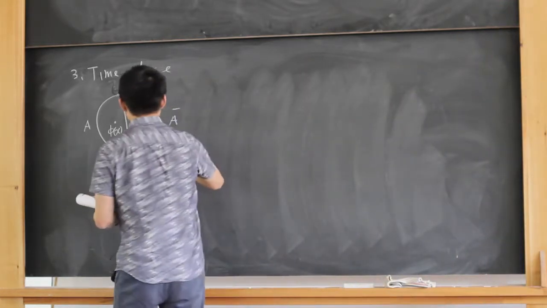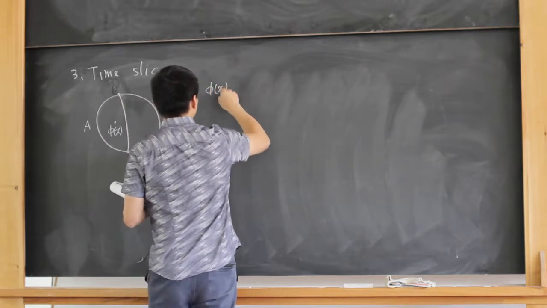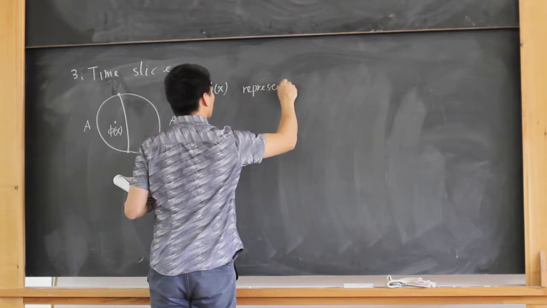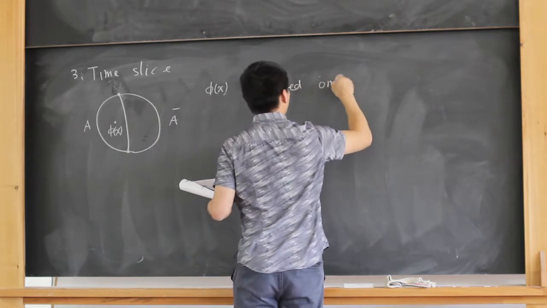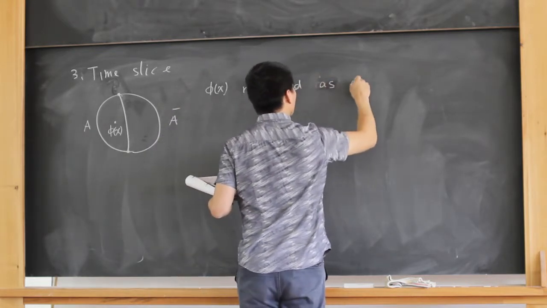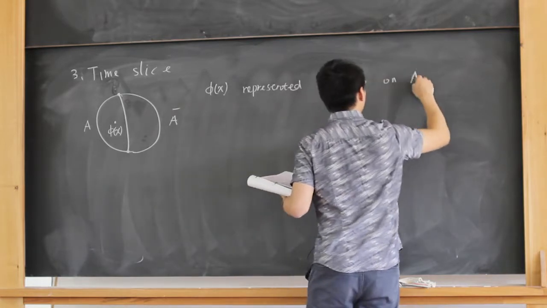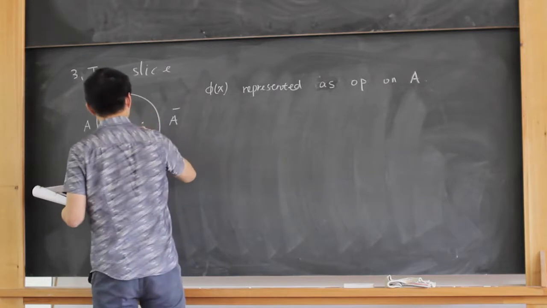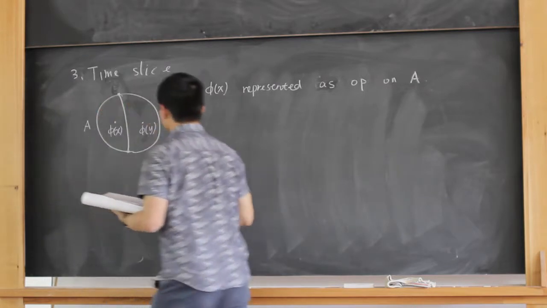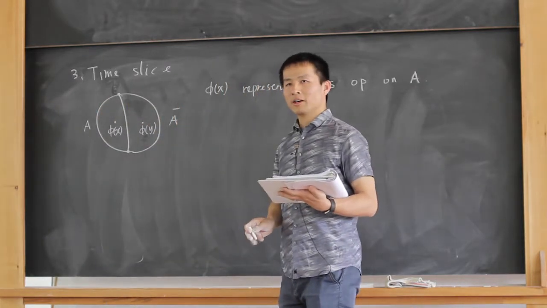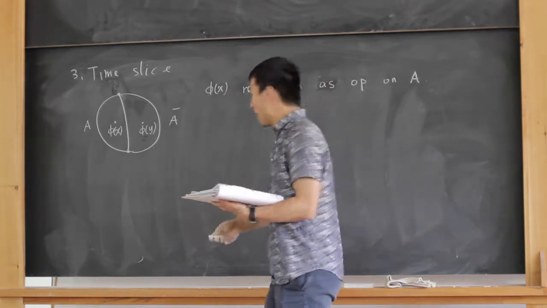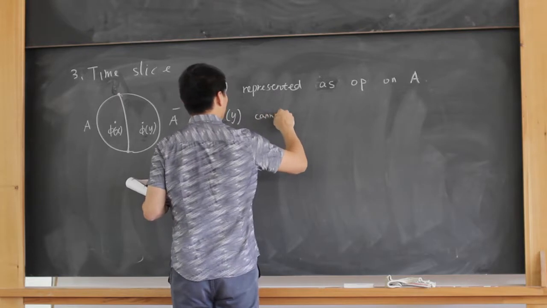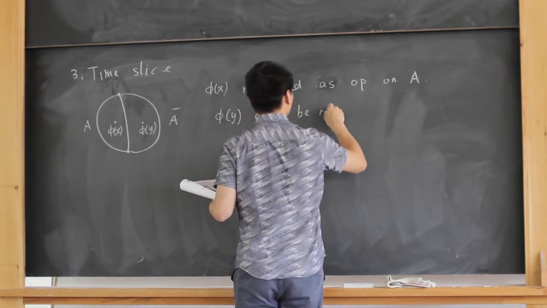And the statement is this phi of x can be represented as an operator on A. On the other hand, if we had phi of y over there outside this causal wedge, phi of y cannot be represented in this way on A.